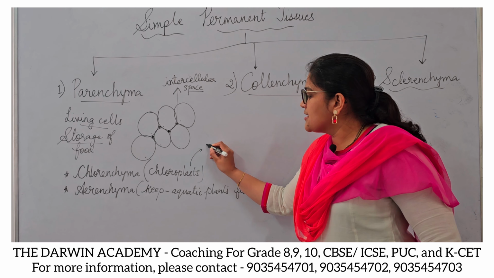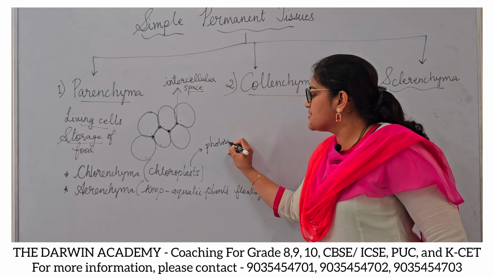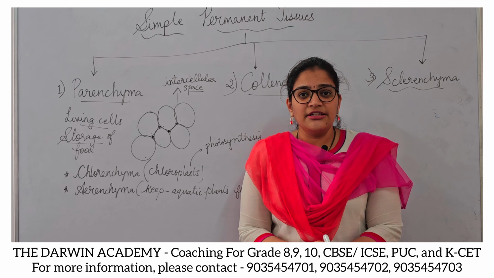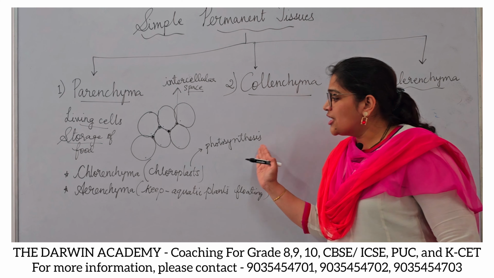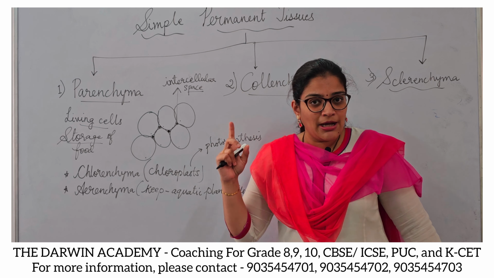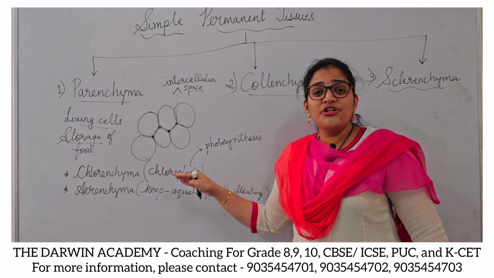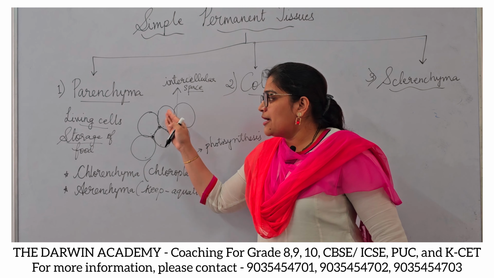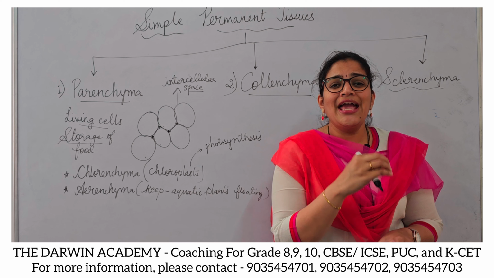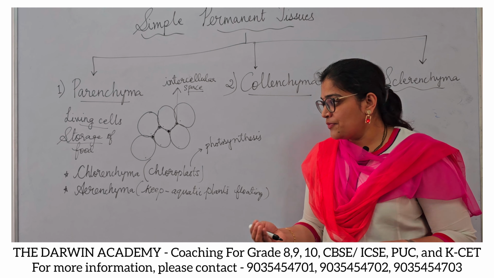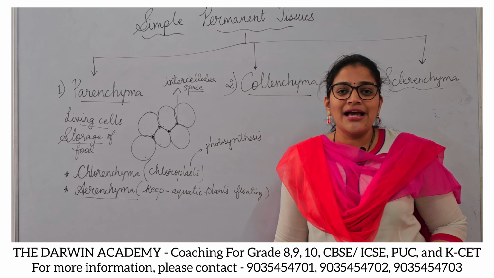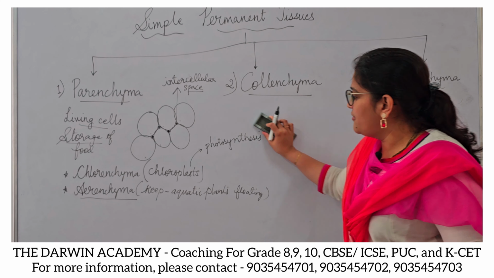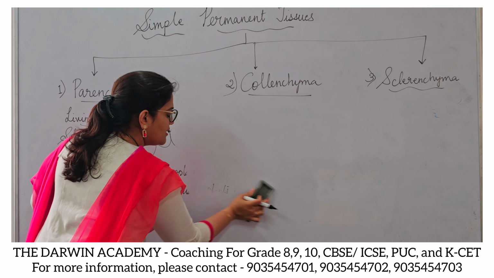Since they have chloroplast, they help in photosynthesis, right? And since we all know that leaves are the photosynthetic organs in most of the plants, generally leaves have lot of chlorenchyma. Okay, and in especially aquatic plants, to keep them floating on the surface of water, parenchyma tissues will have lot of air pockets or air cavities in between them. Such kind of parenchyma is called as aerenchyma.